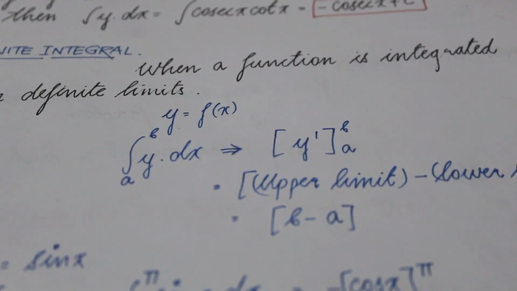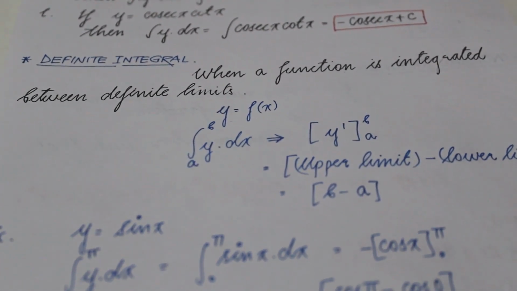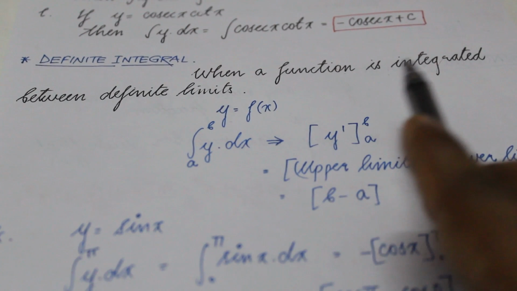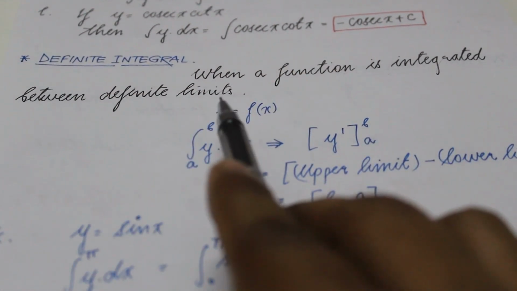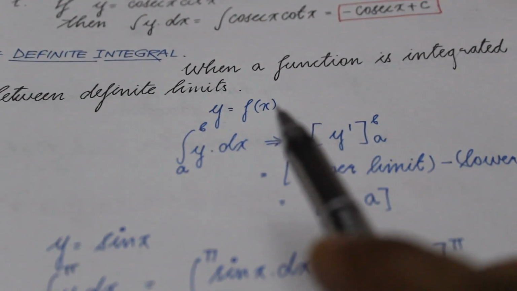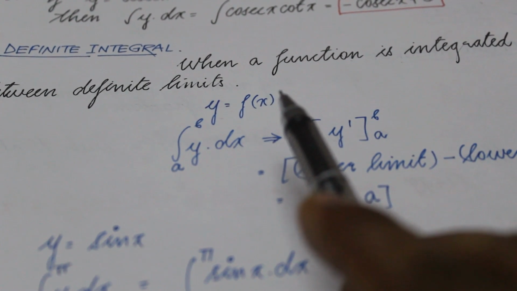Now moving on, we'll study what a definite integral is. As I have explained, if the integration is done between two known points, then such kind of integration is known as a definite integral. So when a function is integrated between definite limits, then such integration is known as a definite integral. As you can see, y is equal to f of x means y is a function of x.